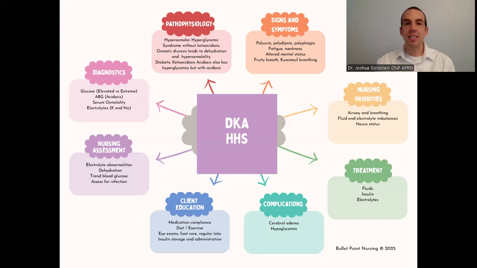Let's move over to diagnostics. How do we diagnose DKA or HHS? It's going to be diagnosed by an elevated sugar level and a history of diabetes. If they have an elevated sugar level and a history of diabetes, they have one of these. Which one is it going to be? Well, if they have acidosis, then it's DKA. If they have hyperosmolality without acidosis and without the ketones, then it's going to be HHS.